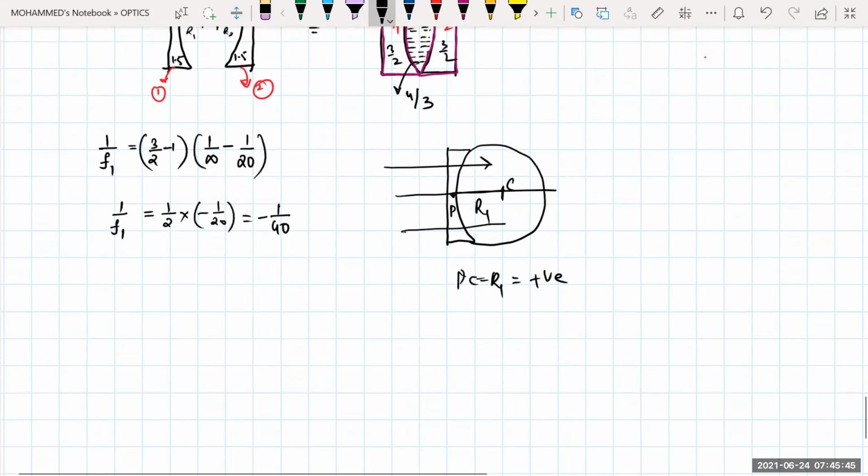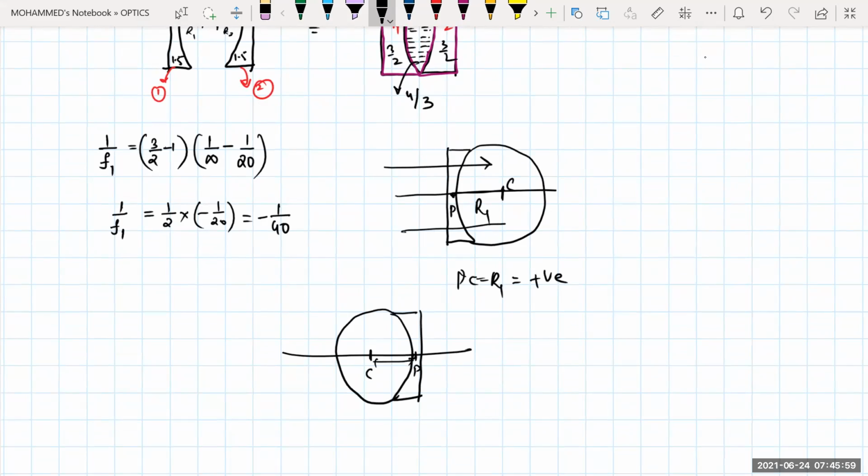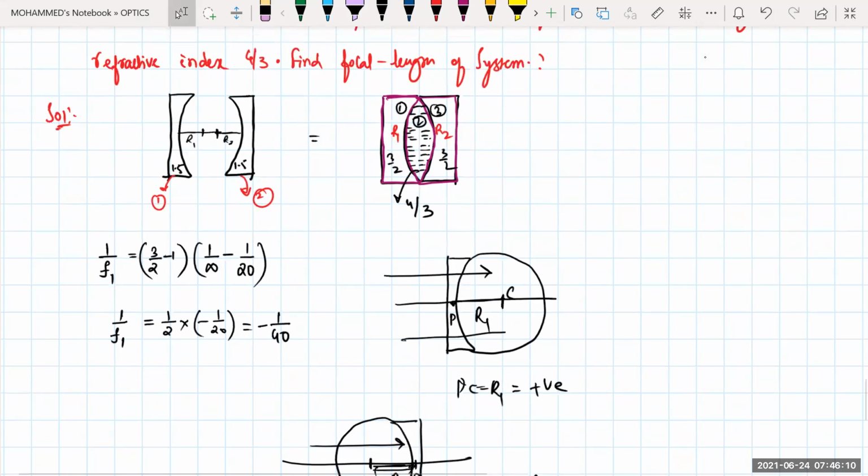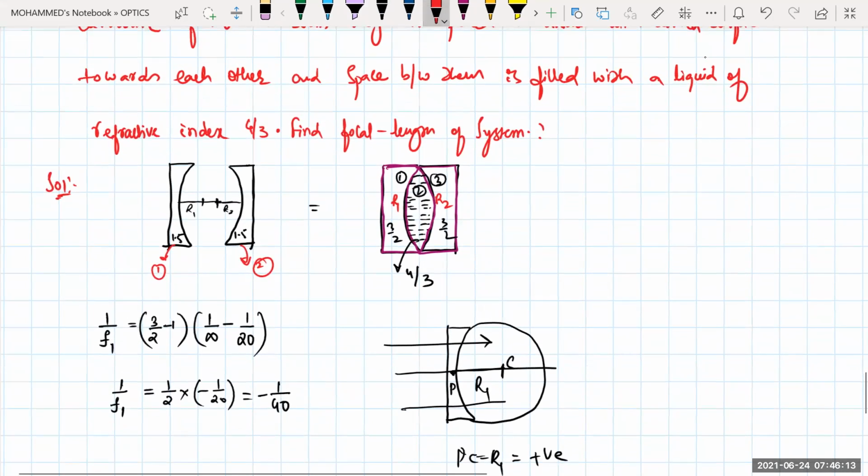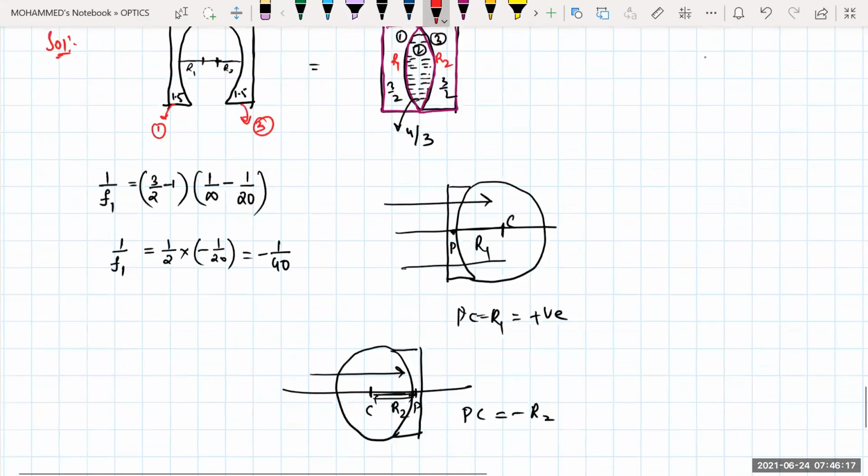Now for the second one, this is your concave lens with a curved surface. This is forming a circle here. This is the center of curvature C and this is your pole P, and from here to here it will be negative, equal to R2. The ray of light is coming in this direction and you are measuring the distance opposite to it. P to C will be minus R2. Clear? So this is for the first one.